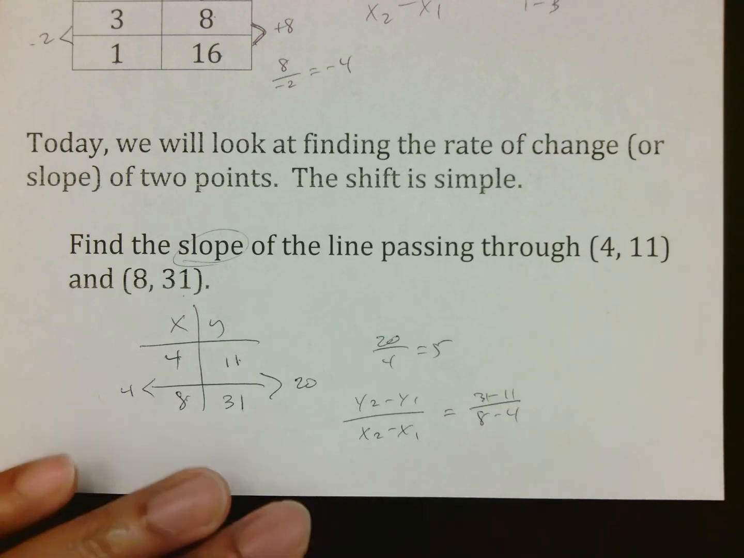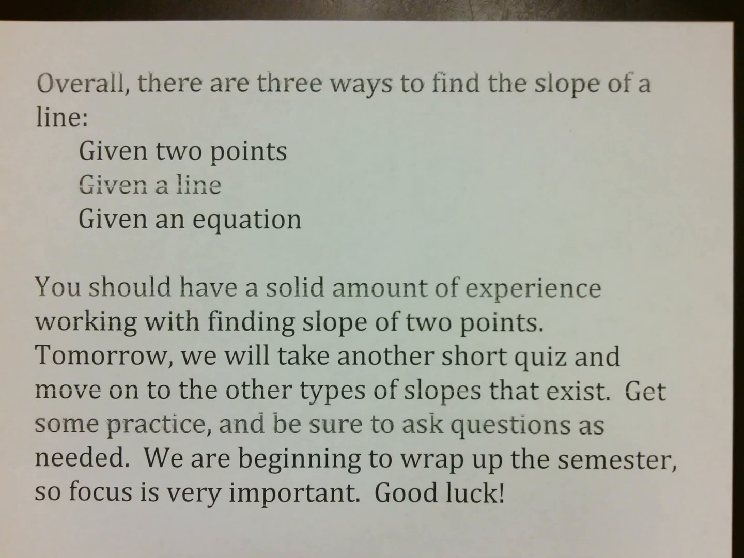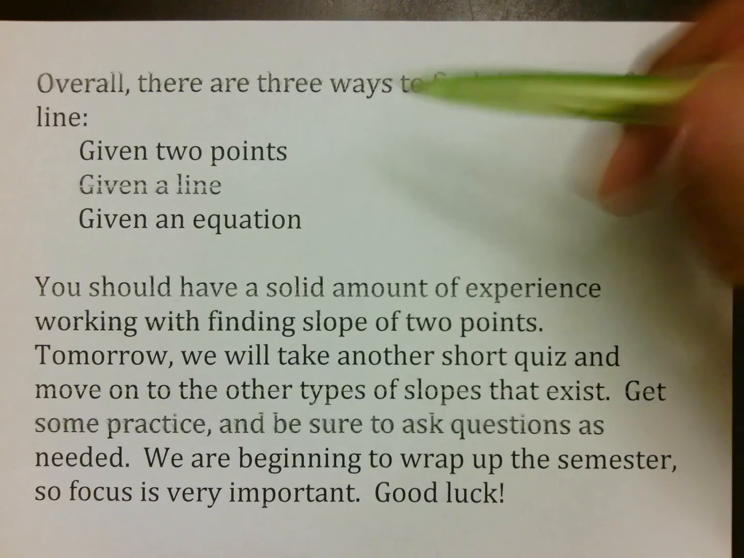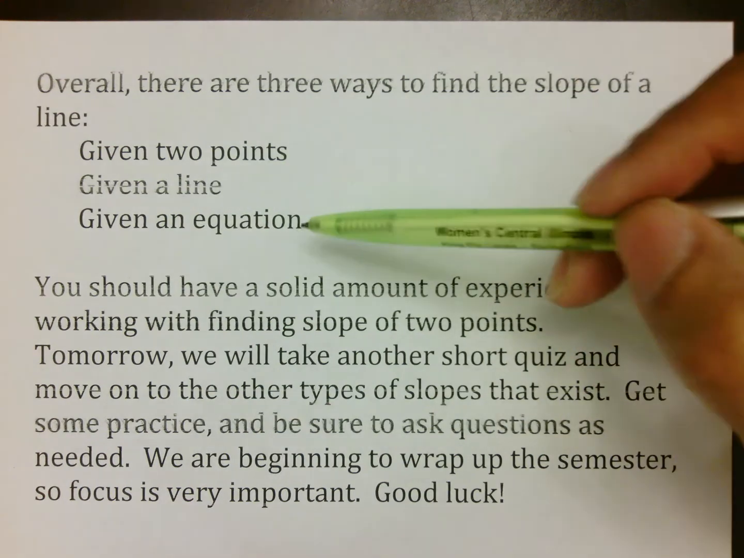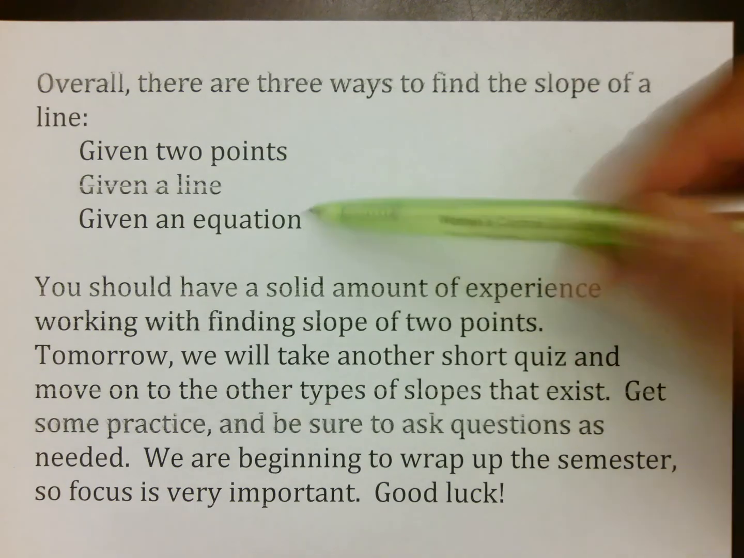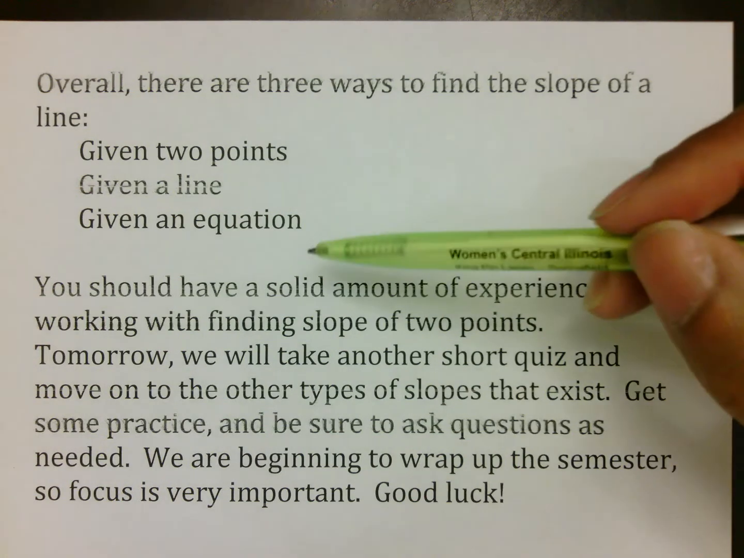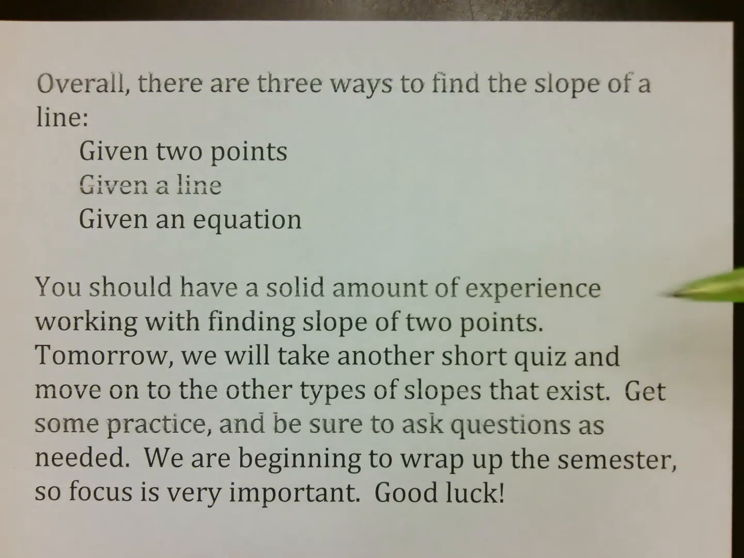Okay? Overall, what you're going to find out is that there are 3 ways to find the slope of a line. That's what tomorrow is going to be about. Again, you can have it giving 2 points, which is what we just talked about. You can have the slope of a line, which we will talk about tomorrow, and the slope of an equation, which again we will talk about tomorrow. Actually, I think we'll talk about that later. But you should have a solid amount of experience working with finding slope of 2 points.